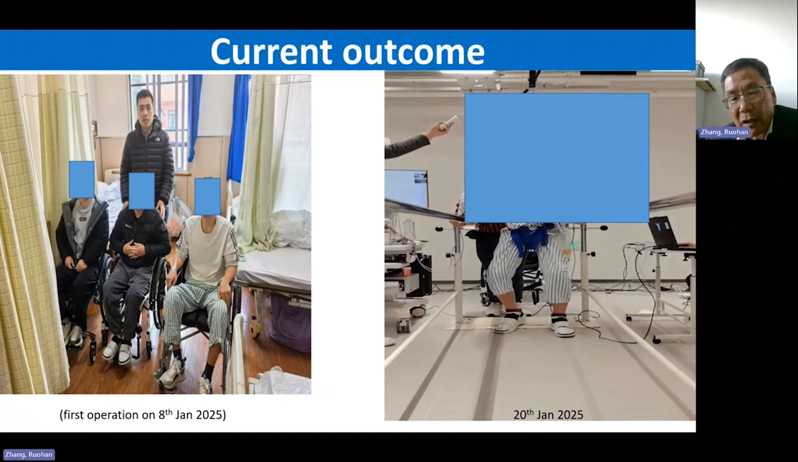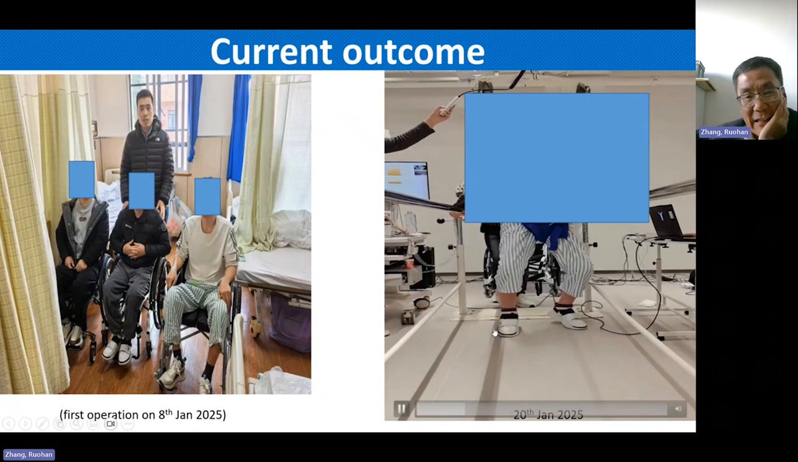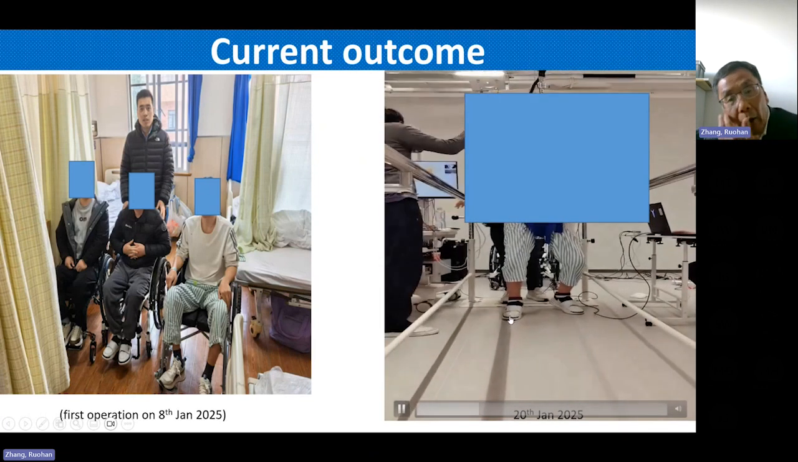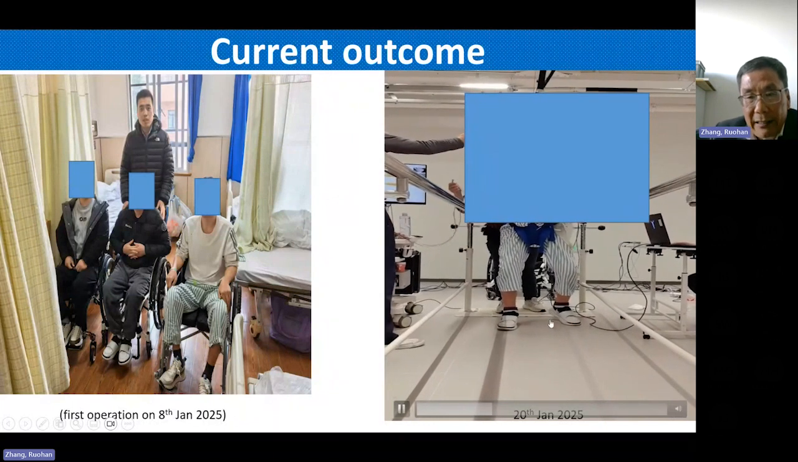Ten days after the operation, you can see he started walking. We are very happy with it, actually, using this brain-spinal cord interface.